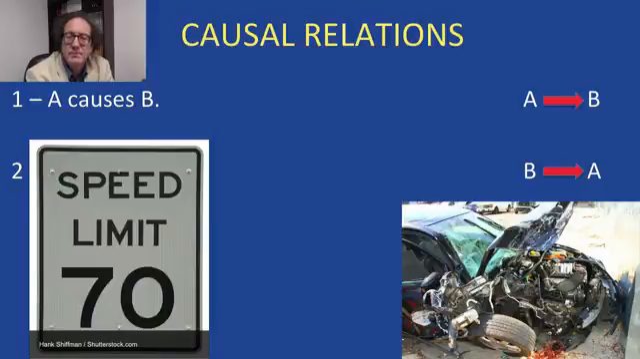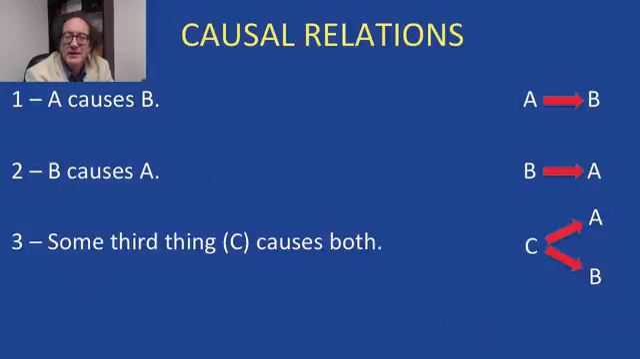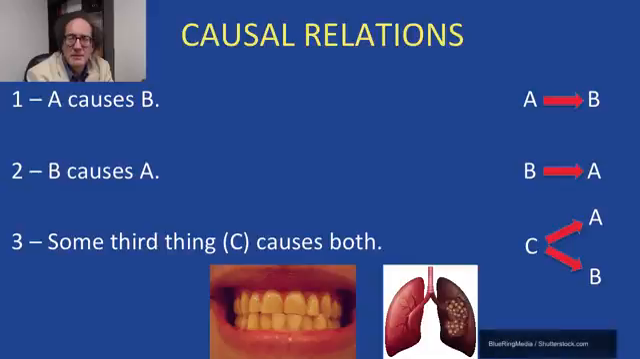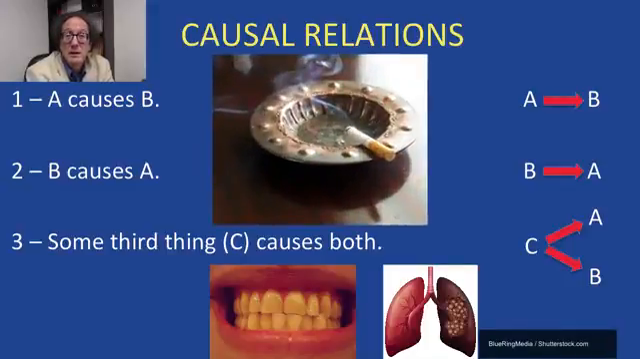Okay? What about the third possibility? That some third thing causes them both. Well, here's an example. Having yellowed teeth is correlated with having lung cancer. Well, why is that? Because there's some third thing that causes people's teeth to become yellow and also causes lung cancer, namely smoking. So people who smoke tend to have yellower teeth, and they also tend to have more lung cancer. So those are correlated because smoking causes both of them.